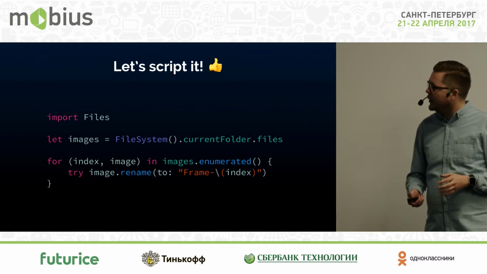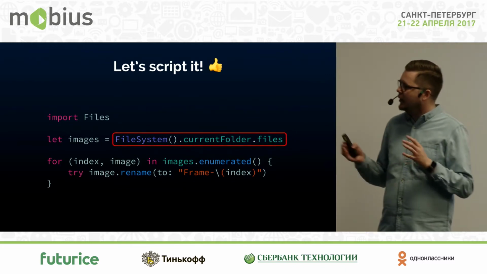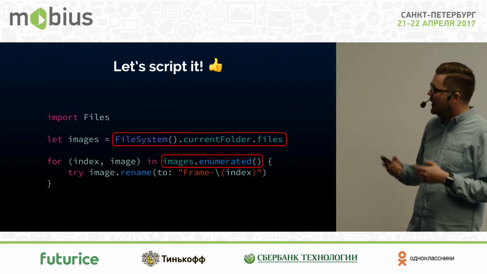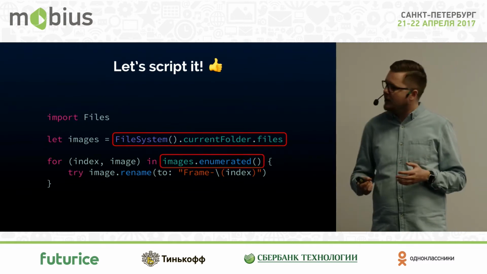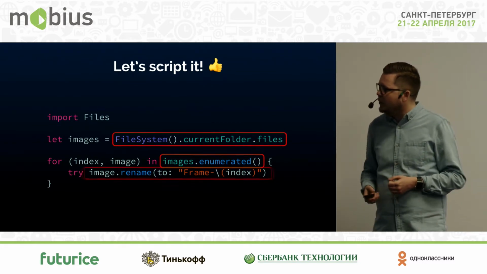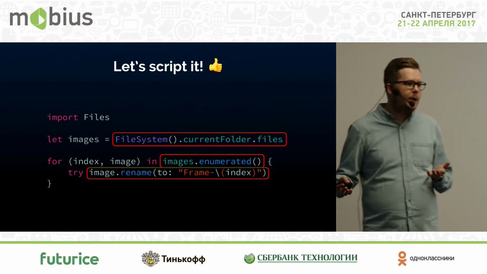What we're going to do is access all the files in the current folder and save it to an images variable. Then we're just going to use Swift's enumerated sequence to get access to both the image and the index that we're currently operating on. And then we're just going to rename the file to match the index that we're expecting.